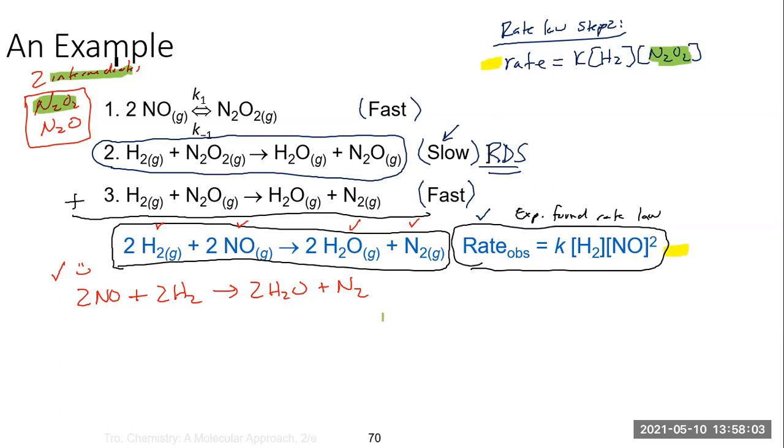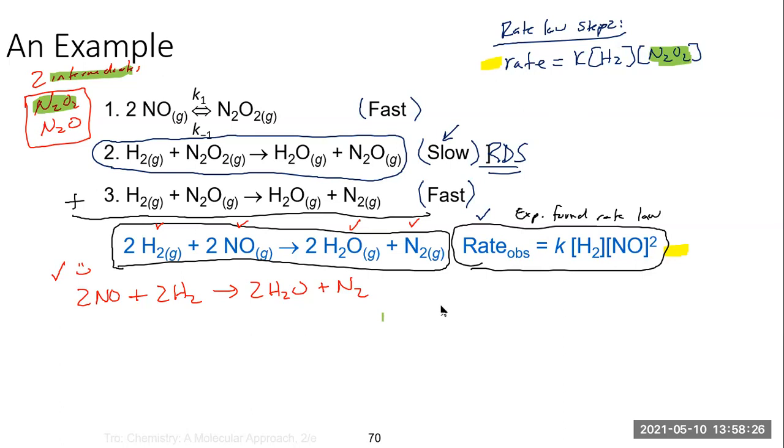So we do have to do some math here to basically get the rate law for our slow step into a rate law that does not contain the intermediate. So that's going to require a little bit of math and a little bit of substitution so that we can get a rate law for the second step that is apples to apples and we can compare them.